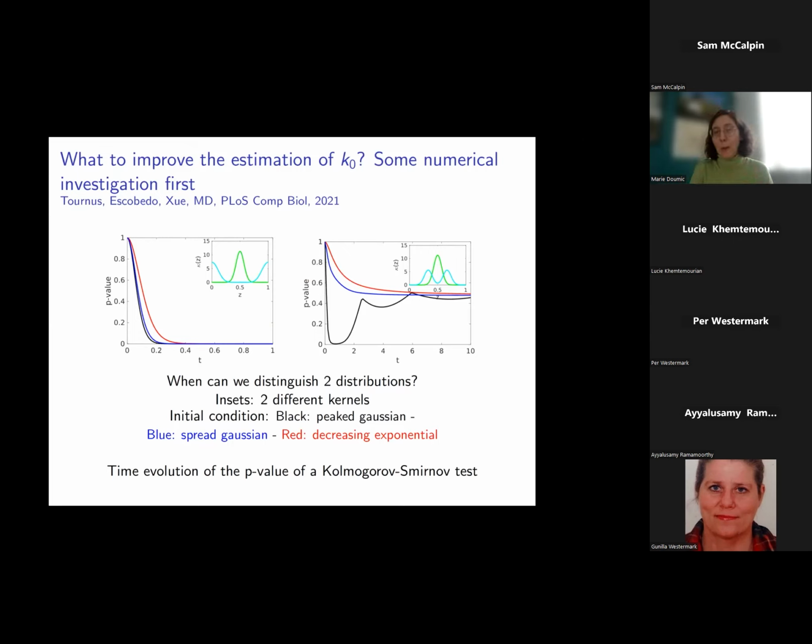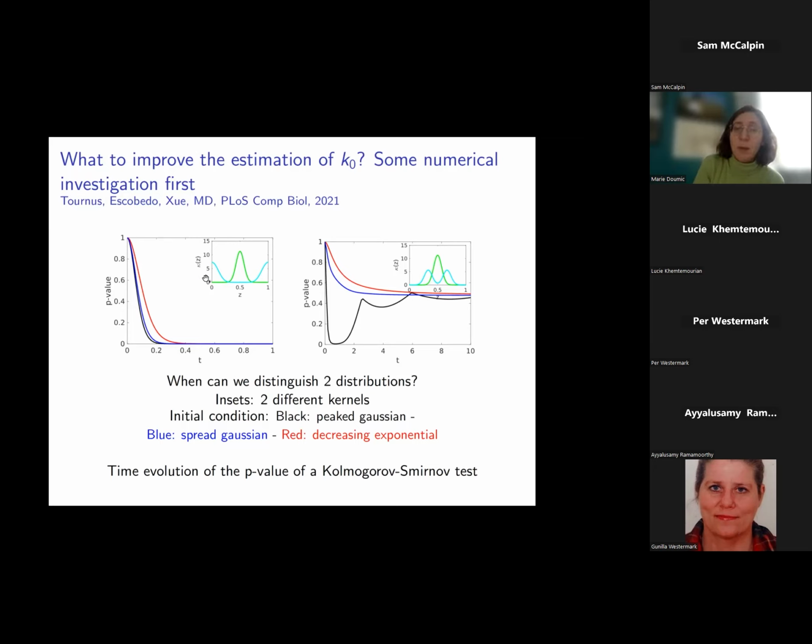So then we went back to simulations, and the first thing we discovered is that there is a time window where we can see more difference in the size distributions with two different kernels.